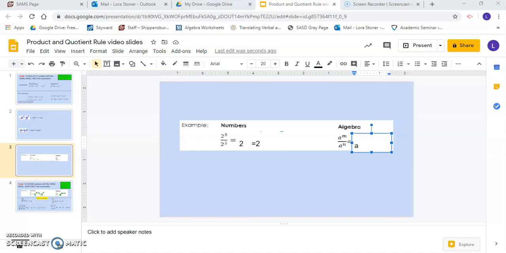So you can see in your first example here, I have 2 to the 5th divided by 2 to the 3rd. So the whole purpose of this, we want to keep our base, and then we want to figure out what the exponent would be. So the base here is 2. Okay, so we put the 2 here.